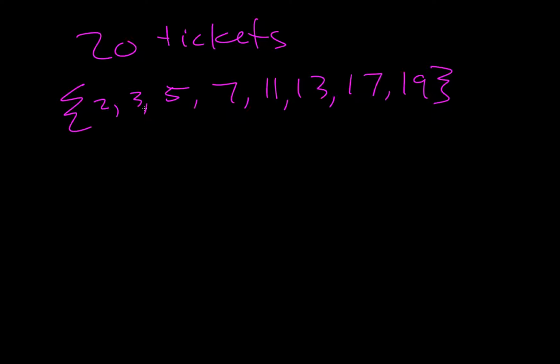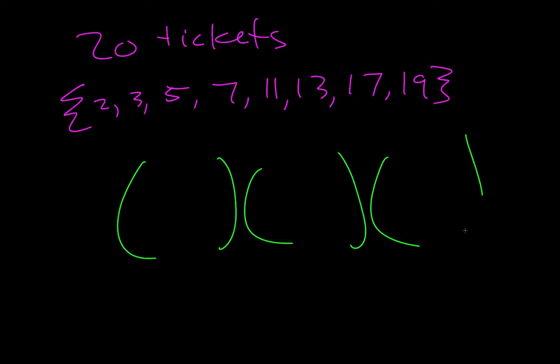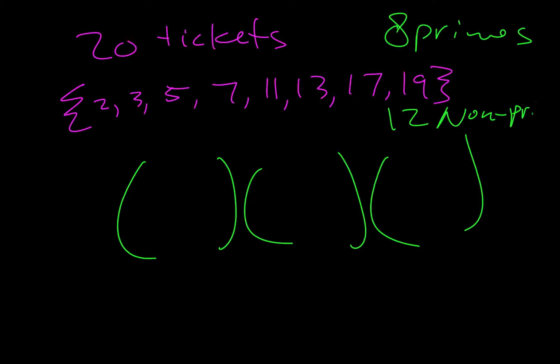All right, I think I got them. 1, 2, 3, 4, 5, 6, 7, 8. So if 3 tickets are drawn from the hat without replacement, we're going to draw 3 tickets, and I like to set it up just like this. If we're talking about primes, we have 8 primes and we have 12 non-primes. That's essentially all we're worried about with this.